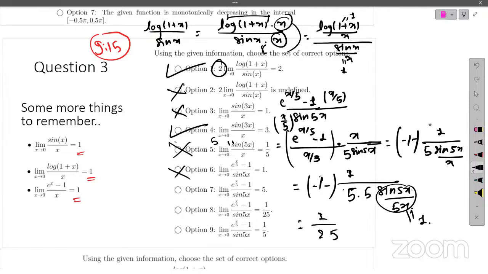So that's why the 6th option is incorrect, 7th is also incorrect, 8th is correct, 1 by 25, 9th is also incorrect. Okay. Is that fine? Any doubt?